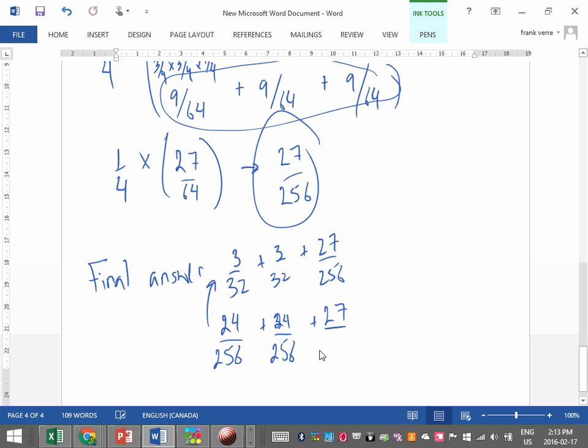As you learned in math, you can't add things unless they have the same denominator, right? Now, truthfully, you could leave it as a percent if you want. You could just divide 3 of 32 as a percent and add them. You don't have to leave them as fractions, okay? So this will give you 48. This is 48 plus 27 is 75 out of 256.